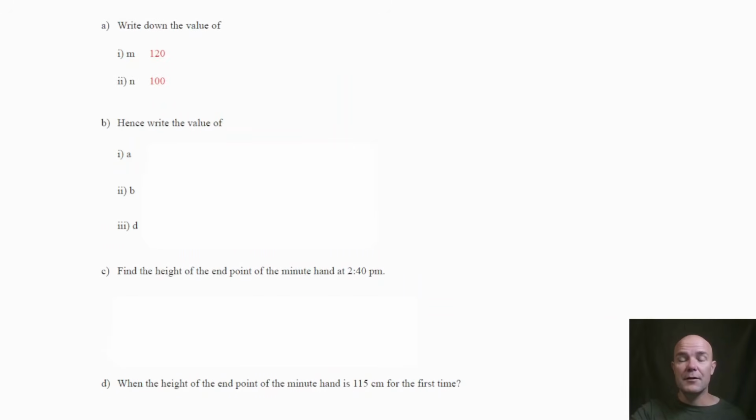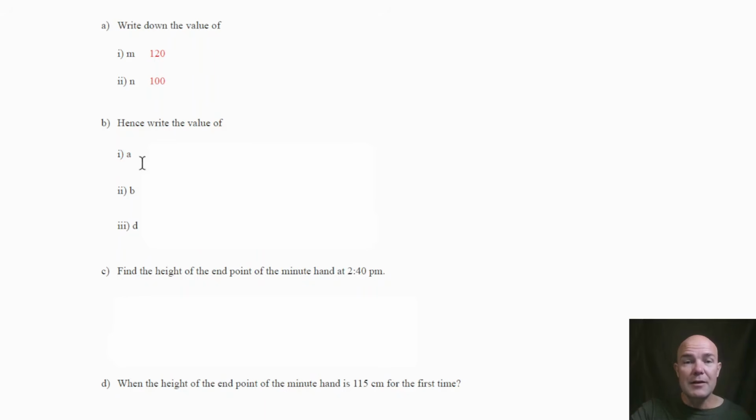Here you can see the other parts of the question. So we have already answered part A. We know the values for m and n. Then there's a question where we have to find these coefficients A, B, and D. Then we can form a model, and using this model we can answer what the height of the endpoint is at 240, and when the height of the endpoint is 115 centimeters for the first time.